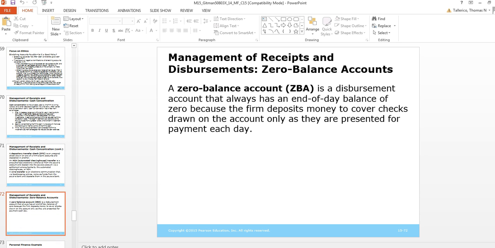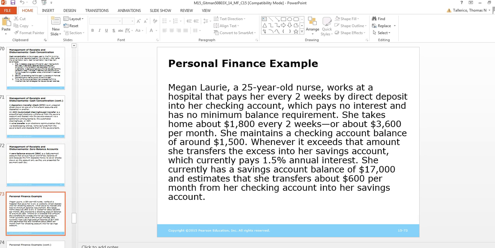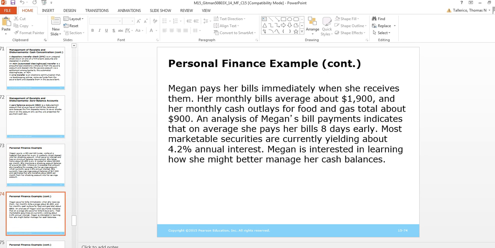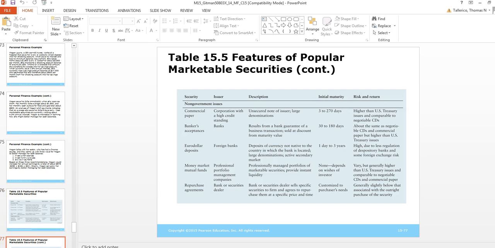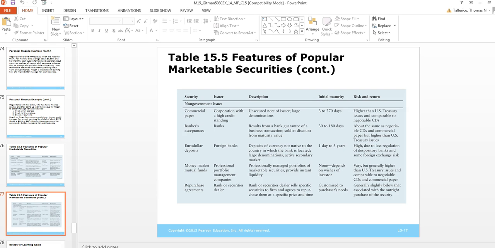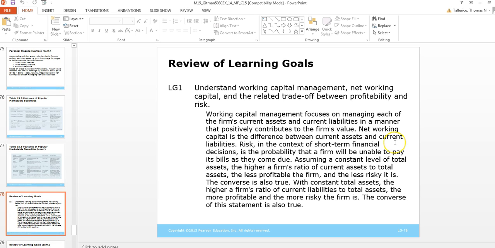All right, so I think that's pretty much the most important stuff here. And here's a personal finance item, like I just said, about people paying their bills. And you can go through that personal finance thing with Megan. All right, so that's pretty much about it for chapter 15. Any questions, let me know.